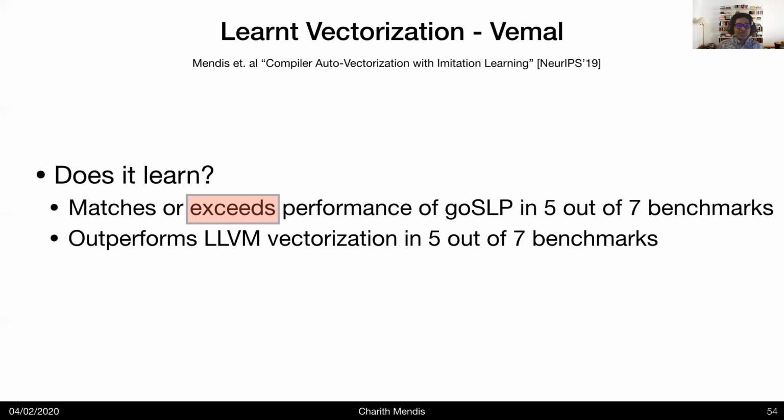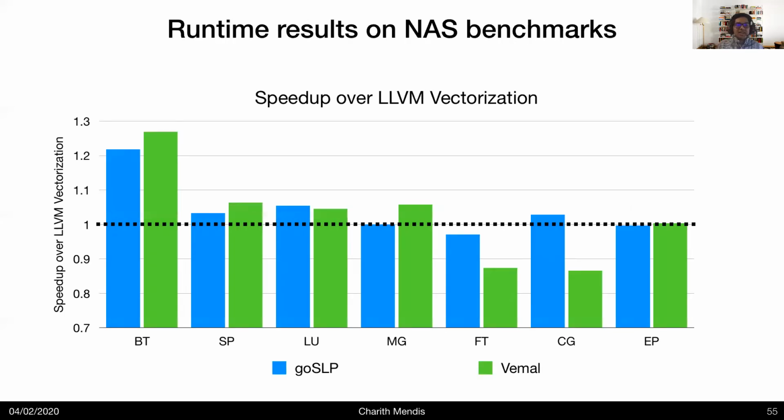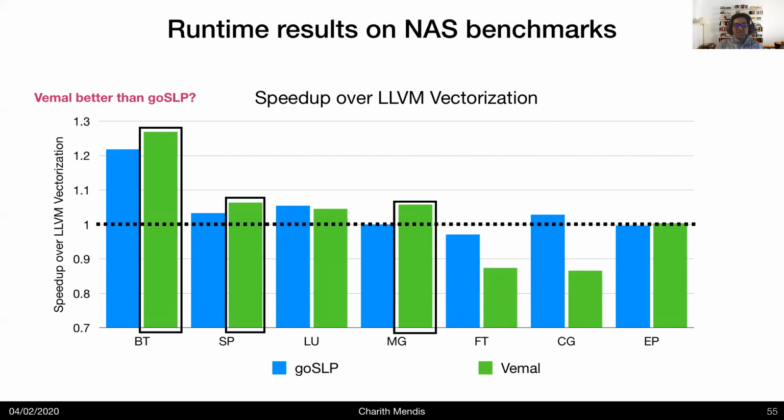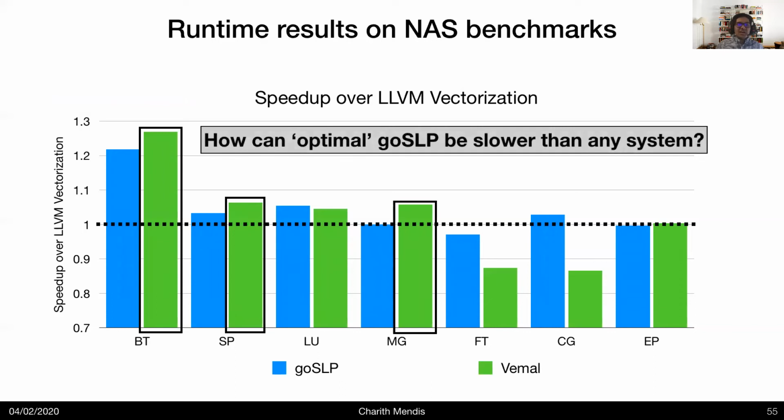That's counterintuitive. So let's look at the results again. If you look closely, there are instances where the heuristic LLVM solution is actually better than the ILP based solution, even when it's optimal. And as I've already shown, the learned agent consistently outperforms the oracle or the ILP based solution in certain benchmarks. So the biggest question here is, how can the optimal ILP based solution be slower than any system?